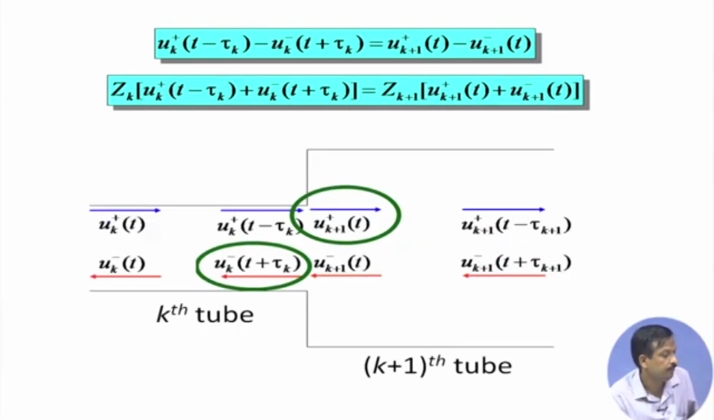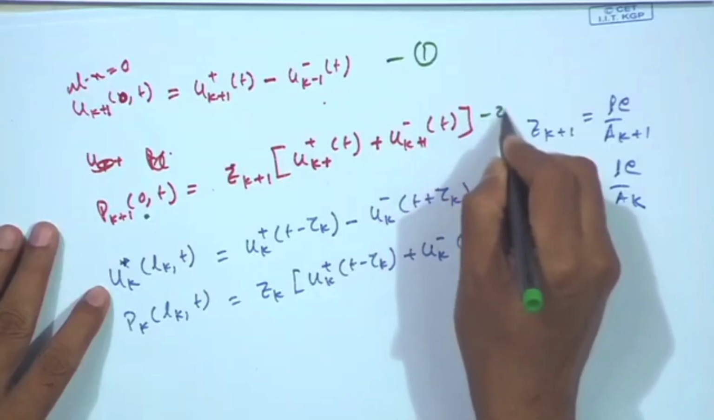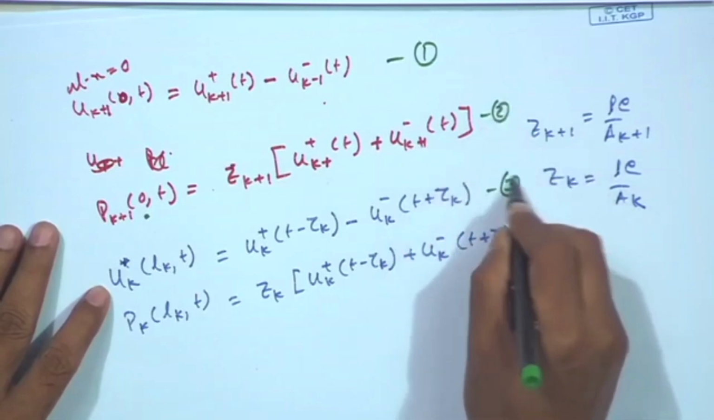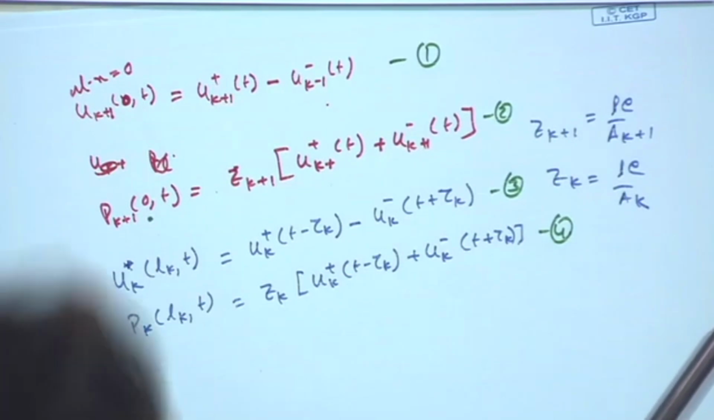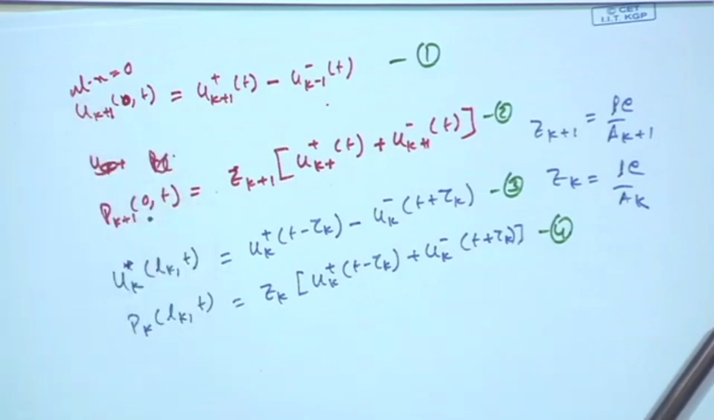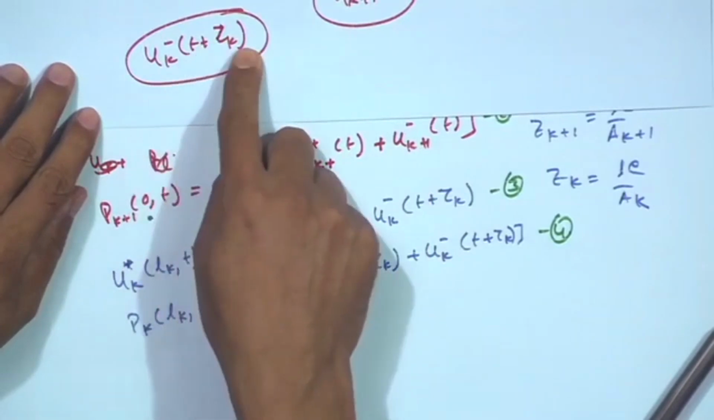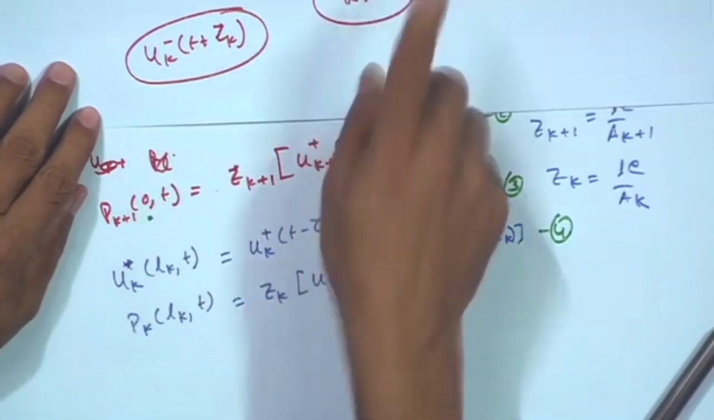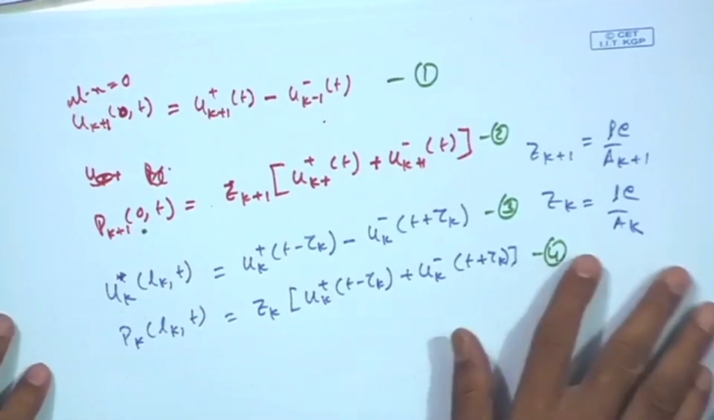Okay. So, I am not showing the animation. This is the 1, 2, 3, 4 equation I will get. I know what I have to find out. I have to find out u k plus t plus tau k and u k plus t. This is the 4 equation I get.